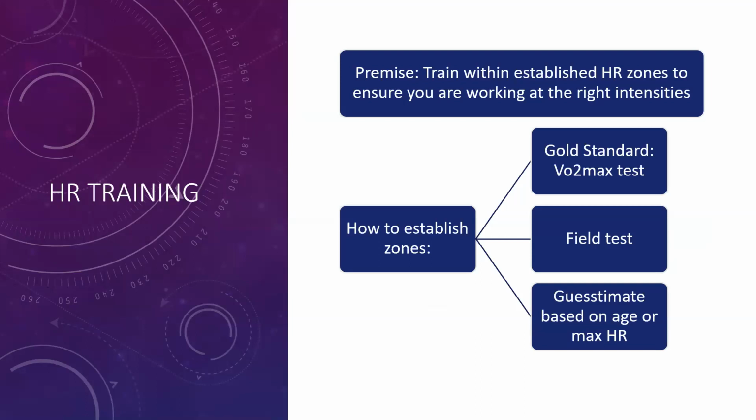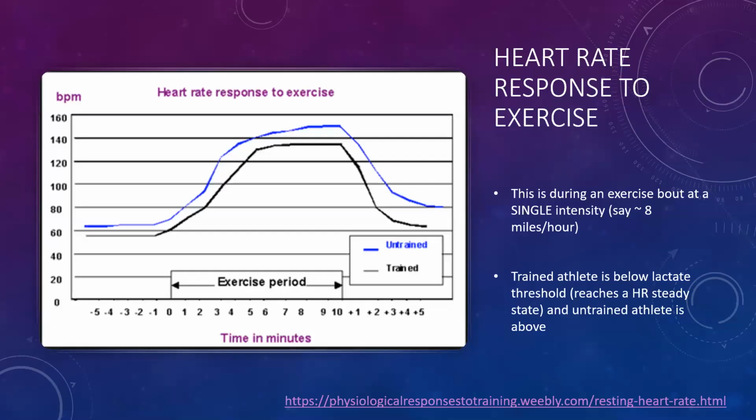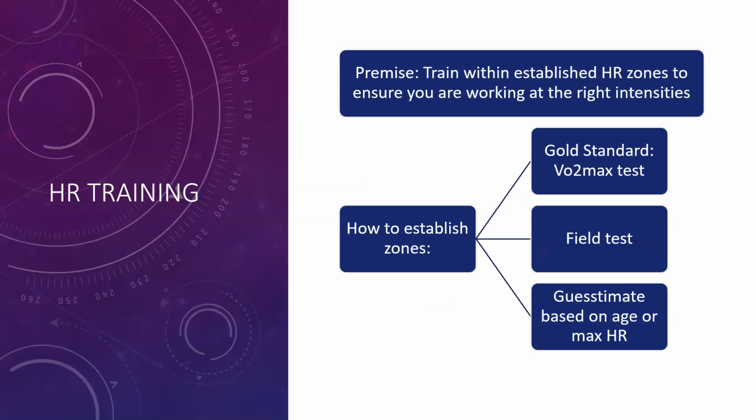The premise of heart rate training is to train with established training zones to make sure that you're working at the right intensity. So you know what your easy zone is, or your hard zone, and you make sure that your heart rate is within those bandwidths.